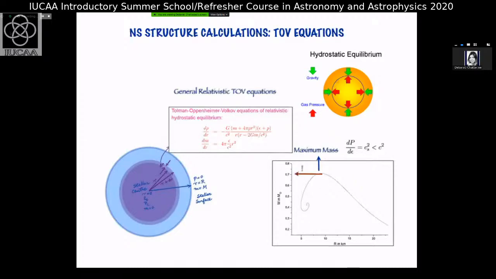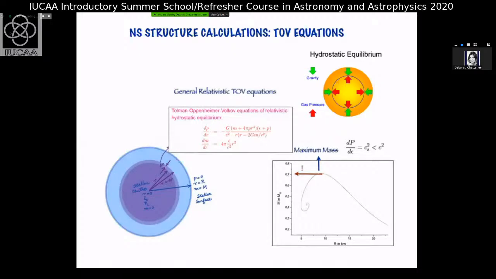Another interesting feature is that the maximum mass obtained is actually pretty low. And this value of about 0.7 solar masses is also what was obtained by Oppenheimer and Volkoff when they actually derived this.